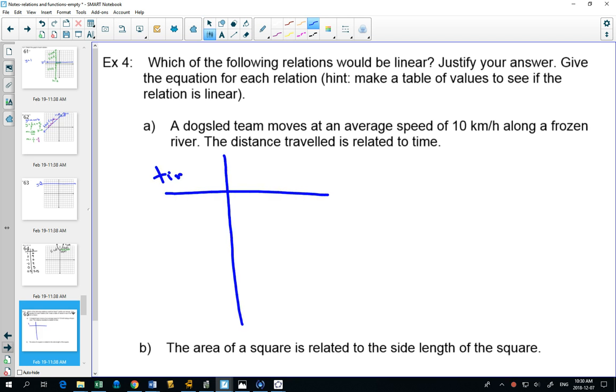Our independent variable would be time, and what depends on the time is how far. We have to choose units. We have a speed of 10 kilometers per hour, so I'm going to do time in hours and distance in kilometers. All right?